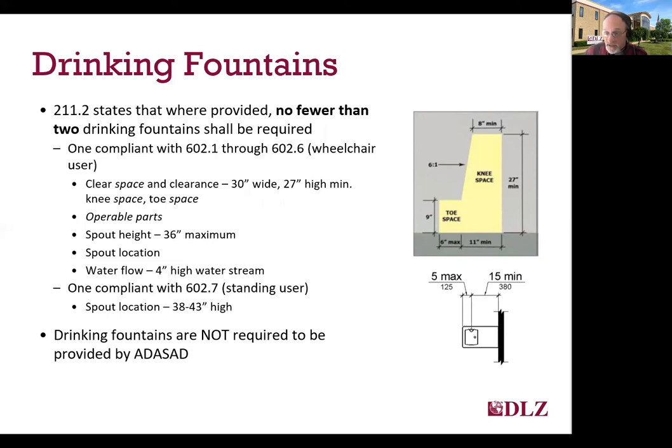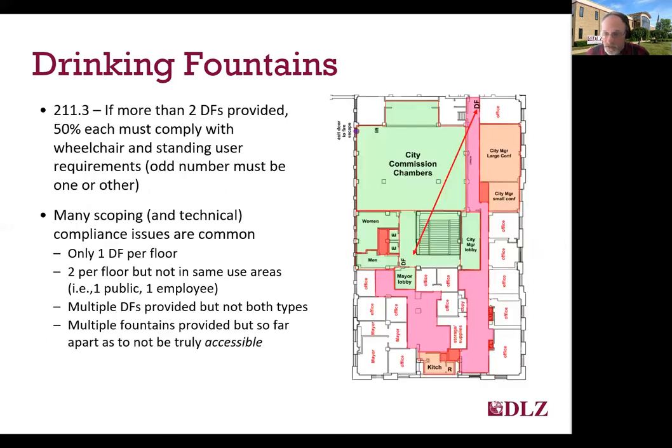And basically you must have both a wheelchair fountain that has a bubbler height of 36-inch high maximum and 27-inch minimum knee space with toe space below, along with some of the other features there on the slide I'm not going to cover in detail. The other fountain must be a standing user fountain, and the only requirement there is that the bubbler height be 38 to 43 inches high, which allows people that may have issues bending over due to a disability to utilize the drinking fountain. So while drinking fountains are not required to be provided by ADA, if they are provided, then they must be compliant, and you must provide those matched pairs somewhere on each floor level or secured area.